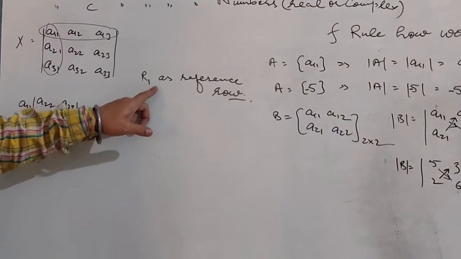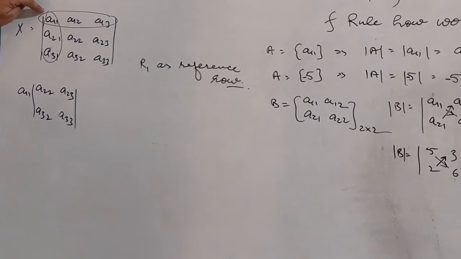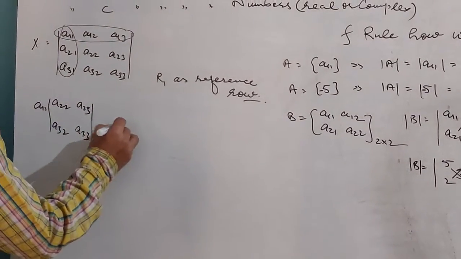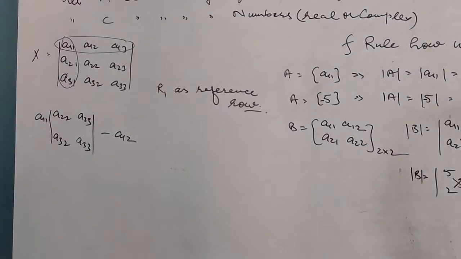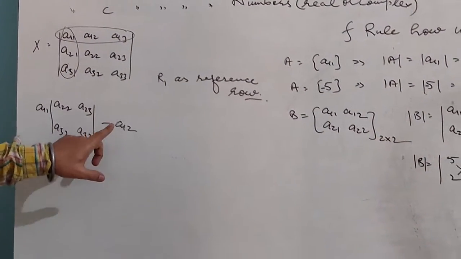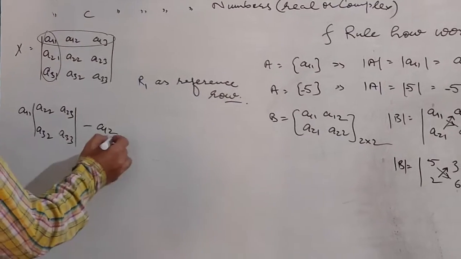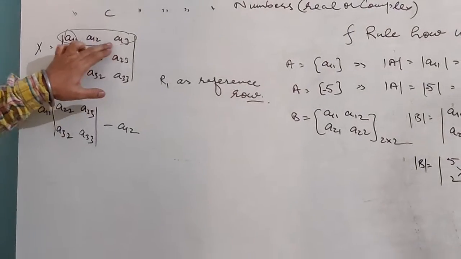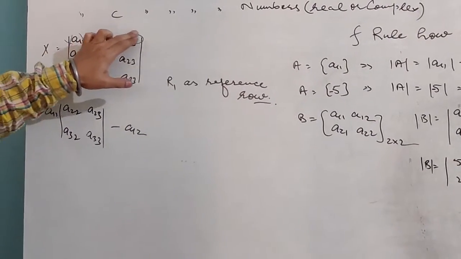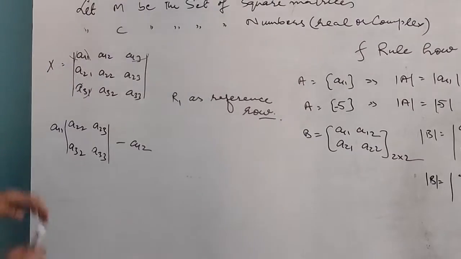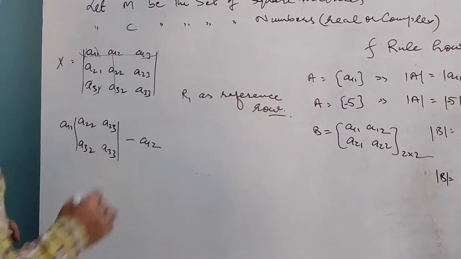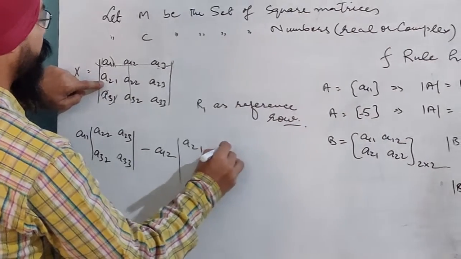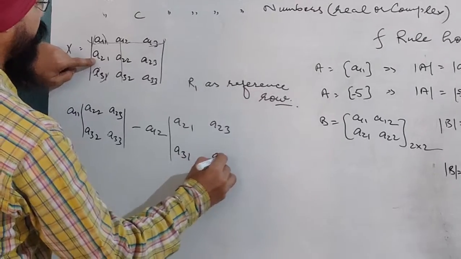Now I have taken R1 as the reference row. The first element is taken. Now I will take the second element, a12, with a minus. Take care of this negative sign. Now this will have to be multiplied by something, and that something is obtained by removing the first row and the second column. You are left with the four numbers a21, a23, a31, a33.